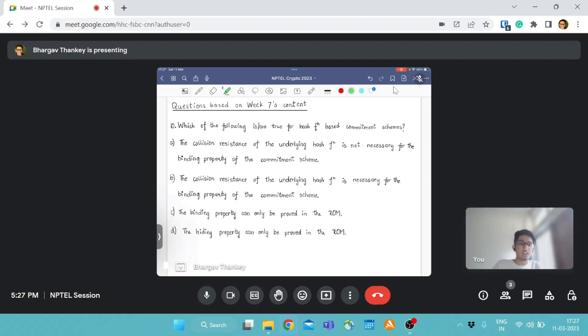How would it be a random oracle? Any real world hash function is not a random oracle. As I said before, you have two worlds, the ideal world and the real world. In the ideal world, you have a random oracle model. You have a random oracle.